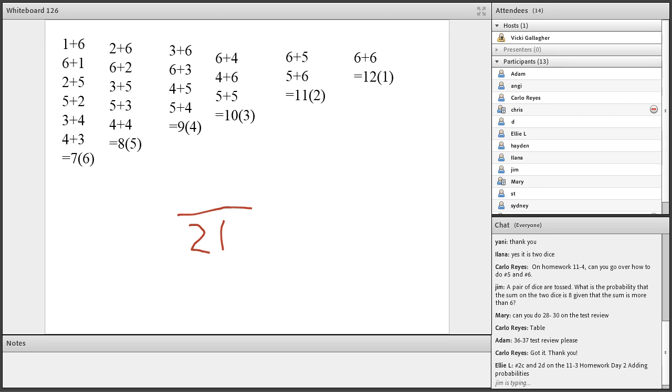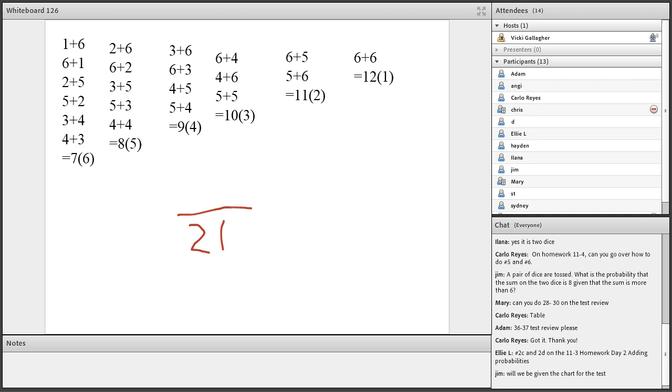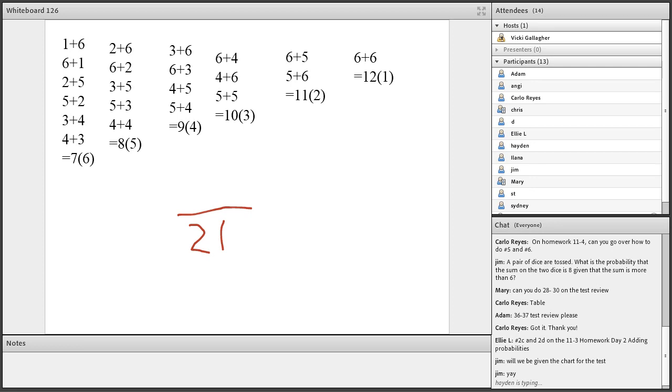Then it says, actually prior to that, it says, what is the probability? I'm going to be honest, Jim, I don't think we're going to roll 2 dice on the test. I think we're only going to roll 1 dice at a time. So I don't think you'll need to do a problem this extensive on the test. I totally agree. But let's go ahead and finish up this problem because I'm assuming it came from somewhere.